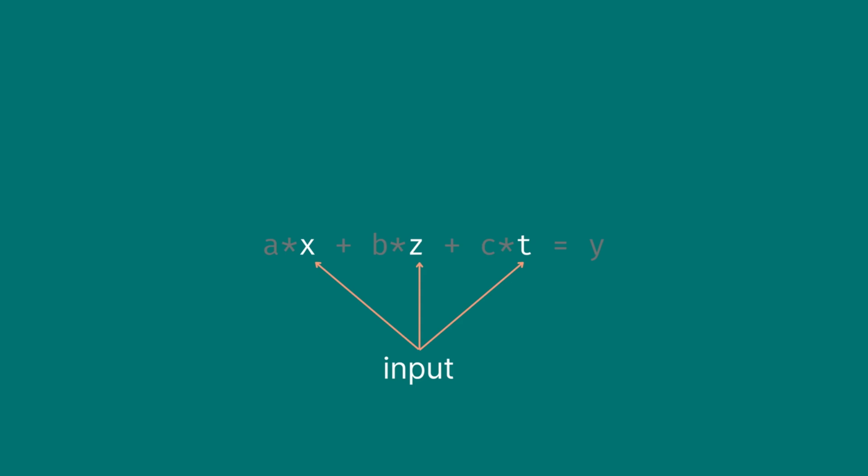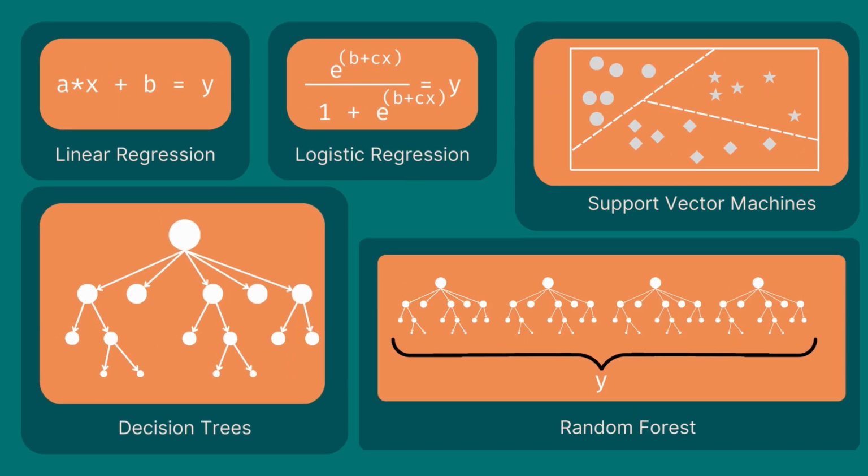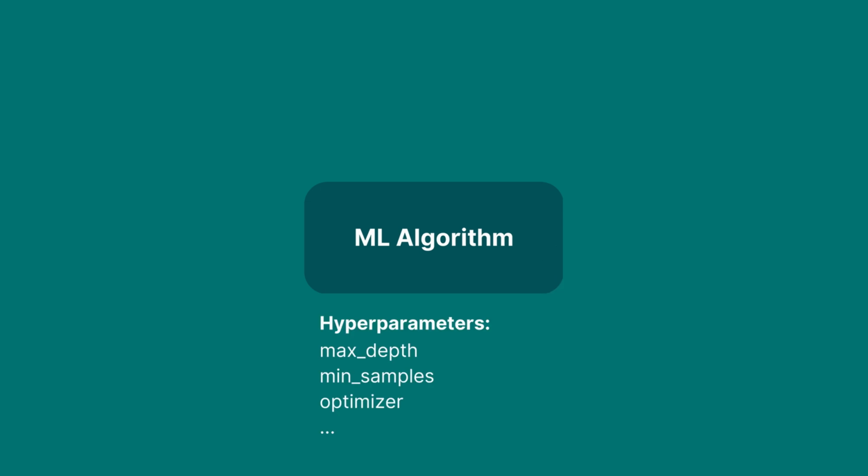This equation has unknown values called parameters that the algorithm is trying to estimate. There are multiple different ways to estimate these values, which are called algorithms. Algorithms all try to achieve the same thing, but with a different approach. And they all have different hyperparameters. We can think of them as the settings of the machine learning algorithm.